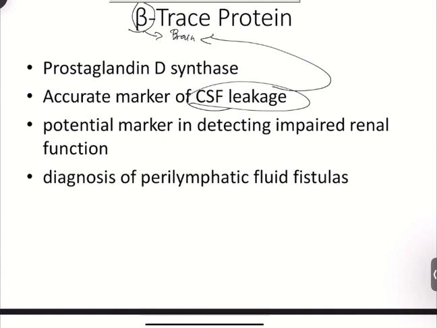Potential marker in detecting impaired renal function, it increases proteins. Bakit? Because your proteins are big molecules. No? If ever presence of this beta trace proteins are present in your urine, it can be a sign of your renal damage. Diagnosis of perilymphatic fluid crystals. So, this have the significance of the trace proteins.